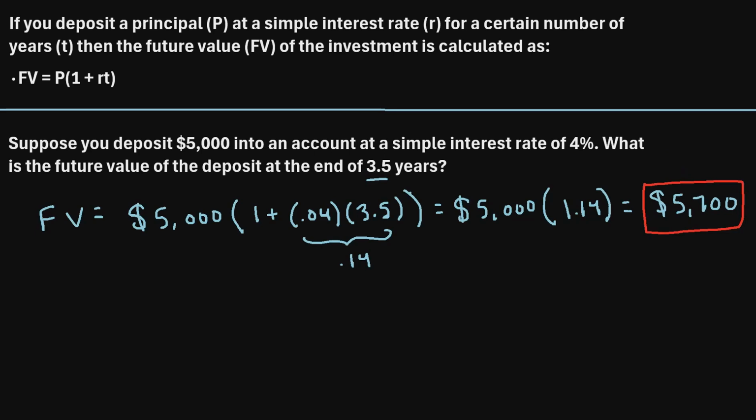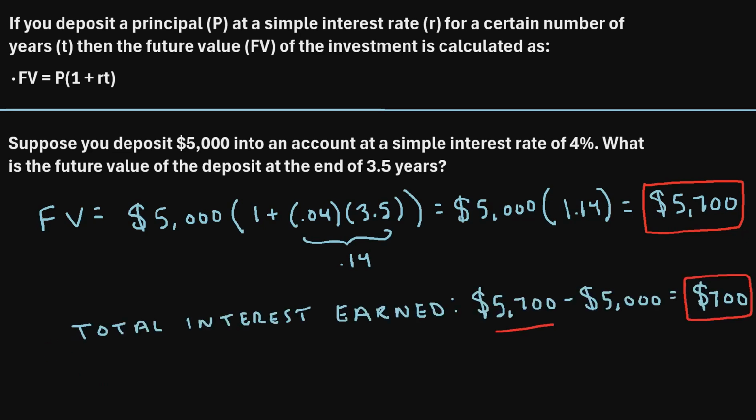Now, if you wanted to know how much interest you actually earned over the course of that 3.5 years, all you would have to do is take this future value right here and subtract the initial principal. So we know the initial principal was $5,000. So if we want, we could say total interest earned. That would just be $5,700 minus $5,000, which turns out to be $700. So that's how much interest you actually earn over the course of this 3.5 years.